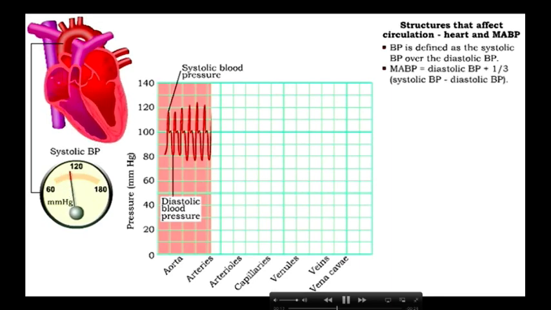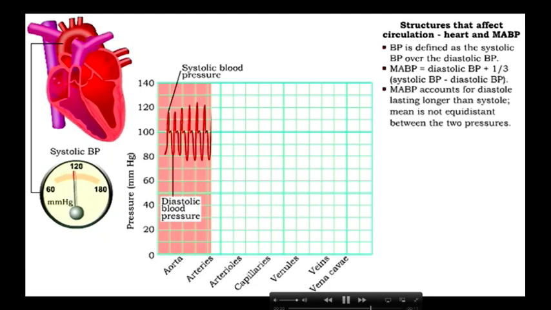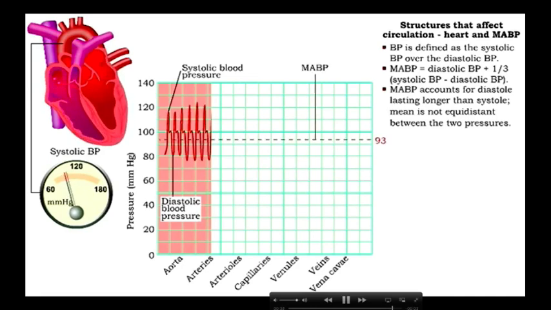Mean arterial blood pressure is calculated as diastolic BP plus a third of the difference between systolic and diastolic blood pressures. This accounts for the fact that diastole lasts longer than systole. Mean arterial blood pressure for a healthy resting adult is about 93 millimeters of mercury.